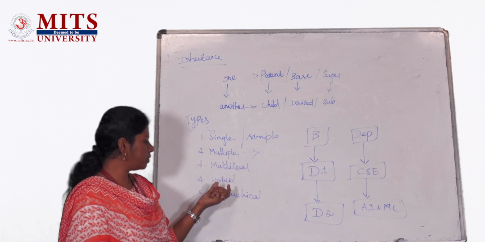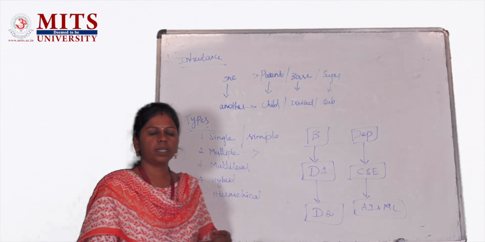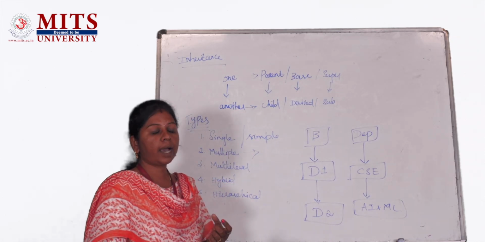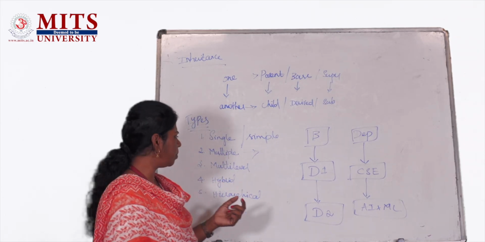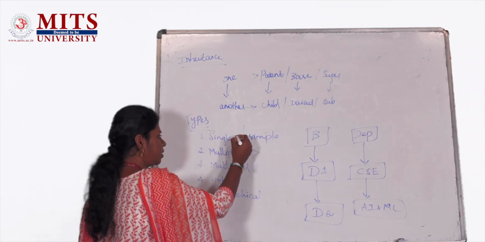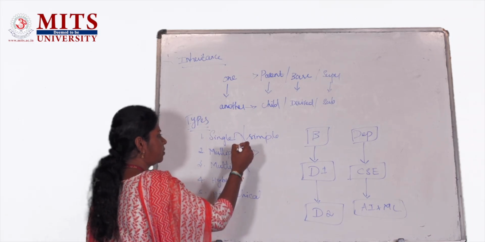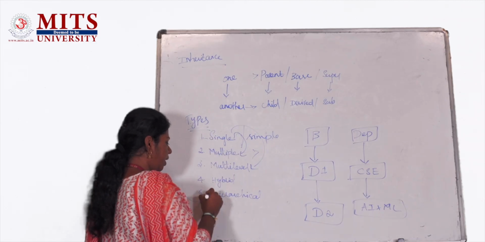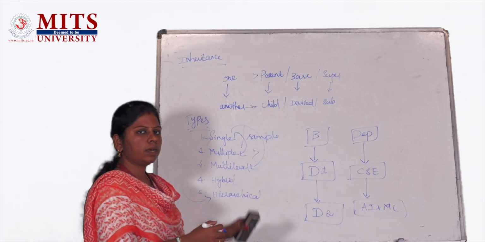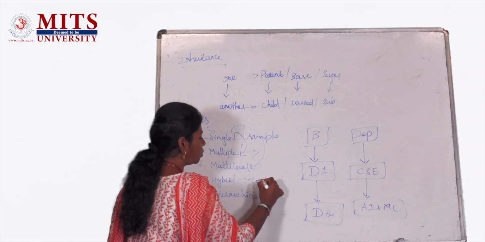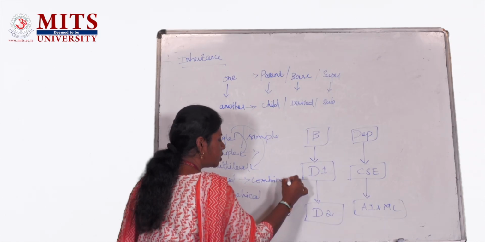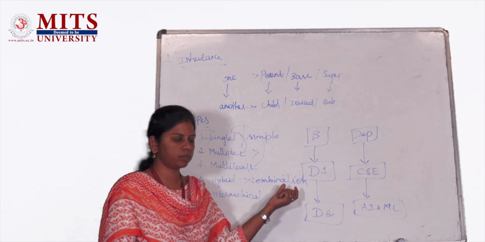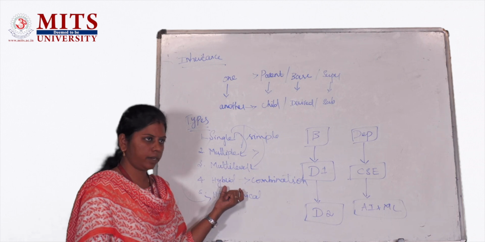And next one is hybrid inheritance. The combination of more than one inheritance is called hybrid inheritance. It may be single and multiple inheritance, or single and multi-level inheritance, or single and hierarchical inheritance. So hybrid inheritance means a combination of any two types of inheritance.